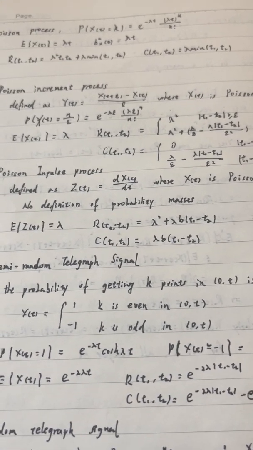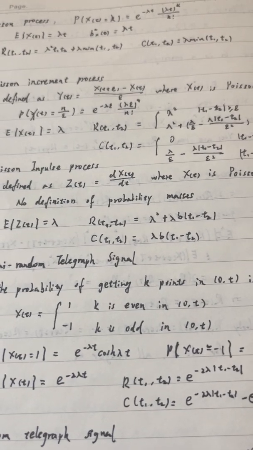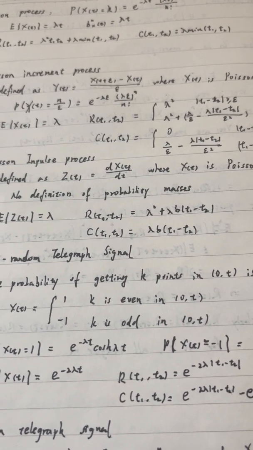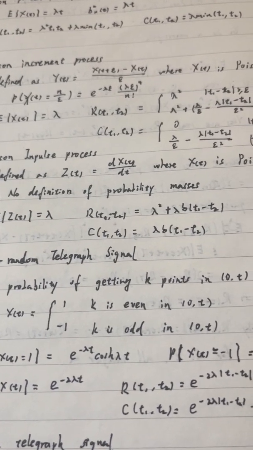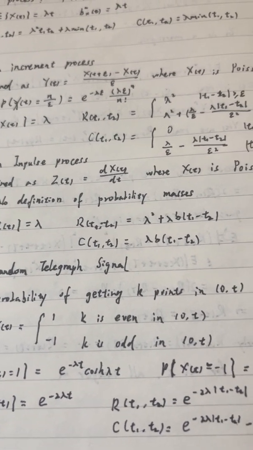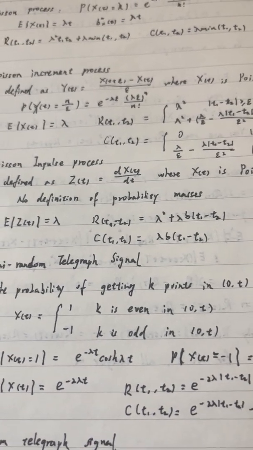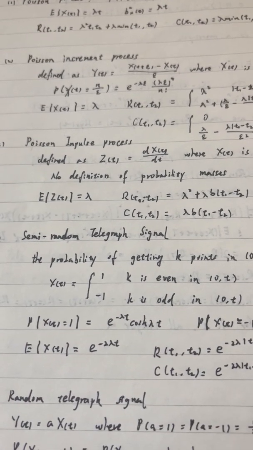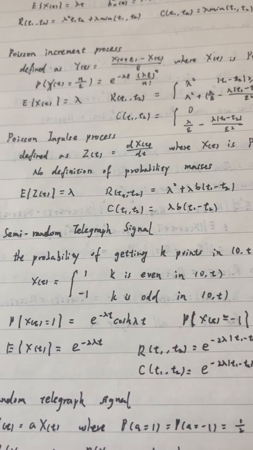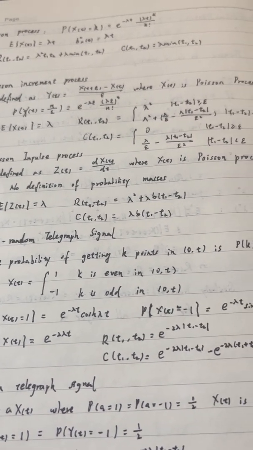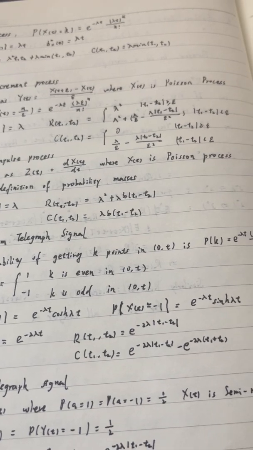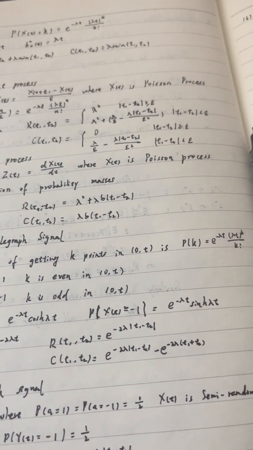And we know it is also actually WSS because its expectation is constant, and the autocorrelation only depends on the tau. And the fourth will be a semi-random telegraph signal. It is defined as the probability of getting k points in 0 to t is p_k equals to this.